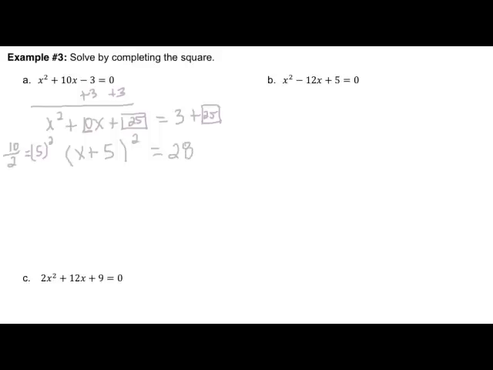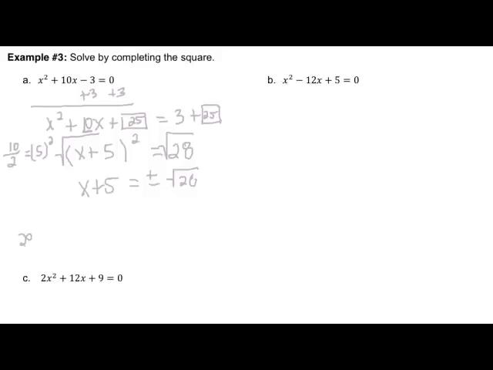So now notice we have a quantity squared. To get rid of our square, we can just take the square root. Remember, we take the square root of both sides. So we get x plus 5 equals, if we take the square root, we know it's plus or minus the square root of 28. Now if you remember from 5.4, we can simplify this radical.